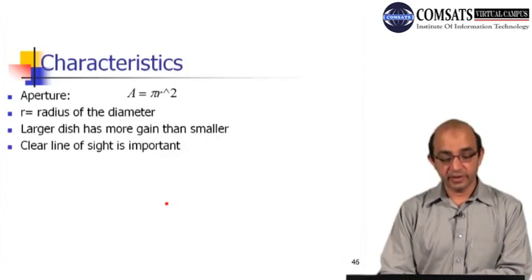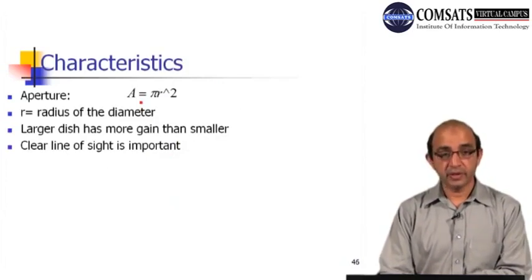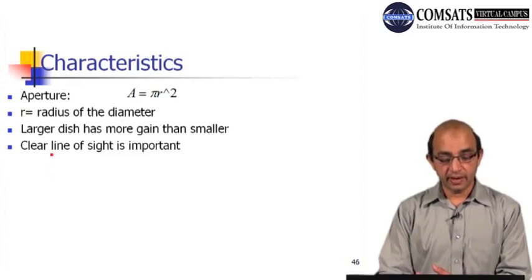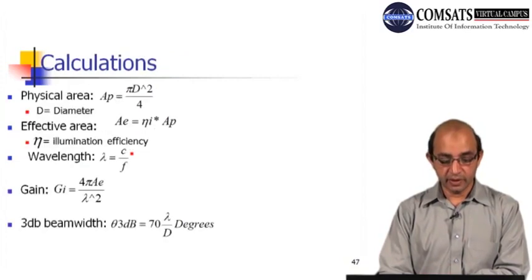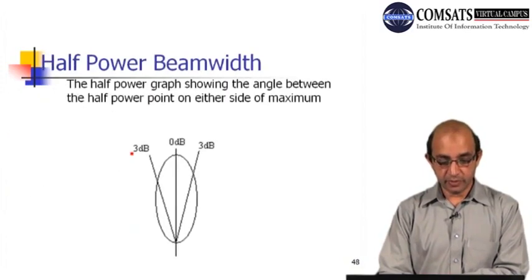And here we have the characteristics: aperture is pi r squared, where r is the radius of the dish, and if we have a large dish, we have more gain, right? And a clear line of sight is important in the case of a parabolic antenna. I will skip those calculations.